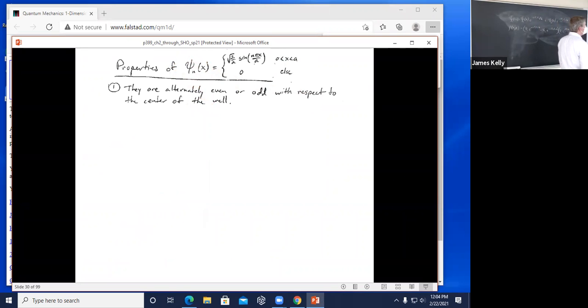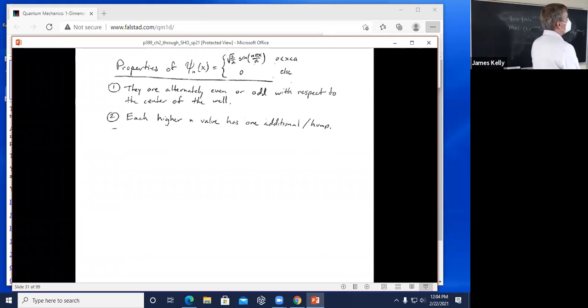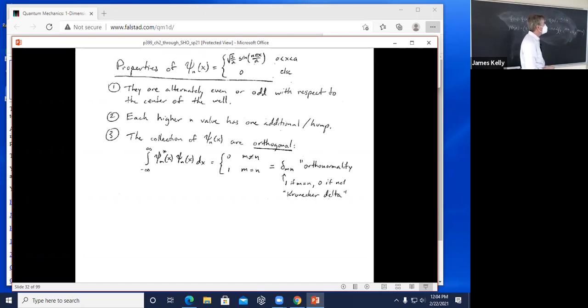They're either even or odd with respect to the center of the well in this case, because we have ones that have just a single hump, that's even, and then the double hump one, that's odd, and then even, and then odd, and so on. Each higher n value has one additional bump in it. It either goes up one more time or down one more time, one or the other.